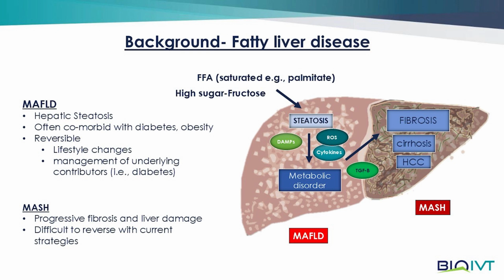This can progress as the steatosis builds up and is not resolved. It will induce inflammation, reactive oxygen species, and continued disorder. And then when that occurs, it will progress to MASH, where you now have progressive fibrosis and liver damage. And this is difficult to reverse with current strategies.